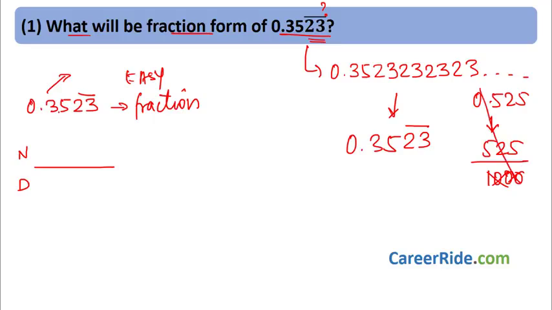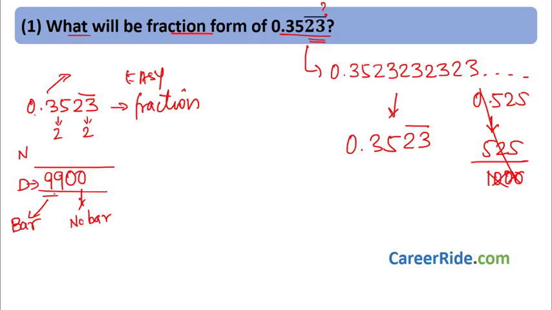Here, how many digits are there after the decimal point? 4 digits, right? 3, 5, 2 and 3. Out of that, 2 digits are not below the bar and 2 digits are below the bar, correct? How many digits are below the bar? 2. So write 2 nines. How many digits are not below the bar? 2. So write 2 zeros. So this is for the bar, and this is for no bar. So this is the denominator.